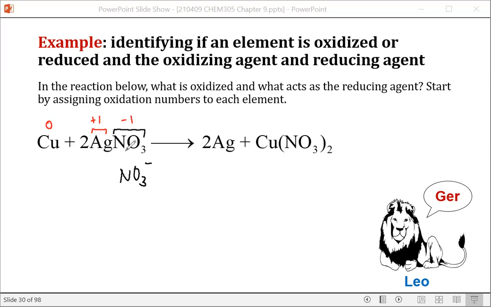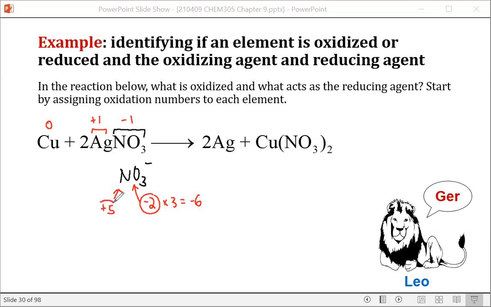The long way to do this, if you wanted to figure out what the nitrogen and the oxygens were individually, is you'd follow the oxidation number rules. And the first rule we get to is that oxygen is -2. And we have 3 of them, which means that whatever nitrogen is has to add up with -6 to equal -1, the charge in this ion. So that means nitrogen must be +5 because 5 plus -6 equals -1.